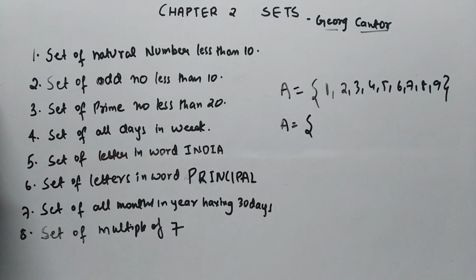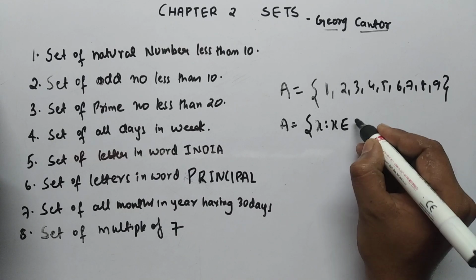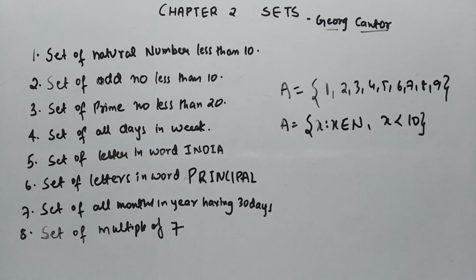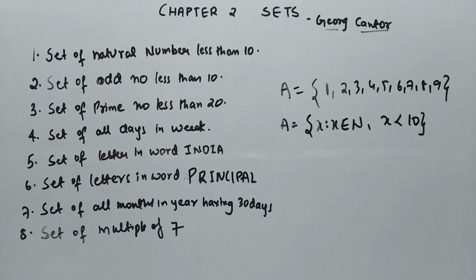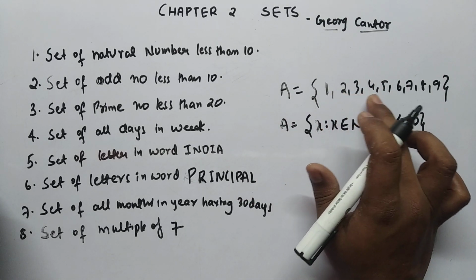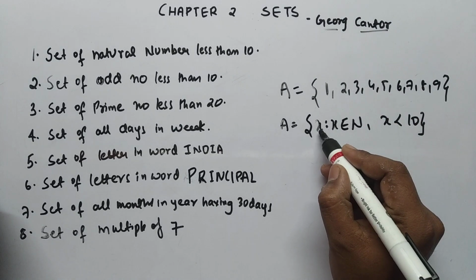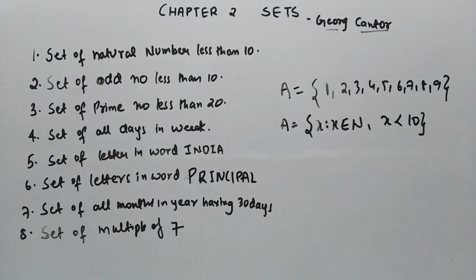Let me represent it in the set builder form. You have to write x such that x belongs to natural numbers, where x is less than 10. This is the solution for the first question. So in roster form you write the elements 1, 2, 3, and so on, separated by commas. In set builder form, the syntax is x such that x belongs to natural numbers, but x is less than 10.